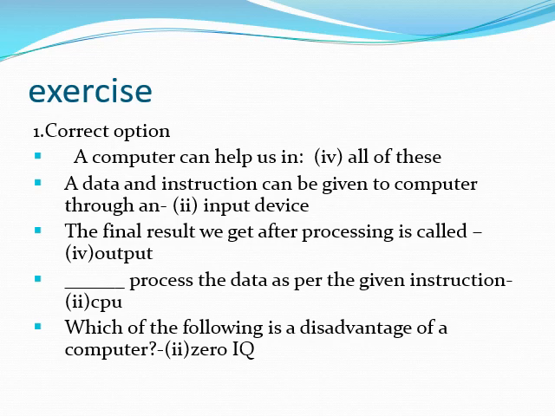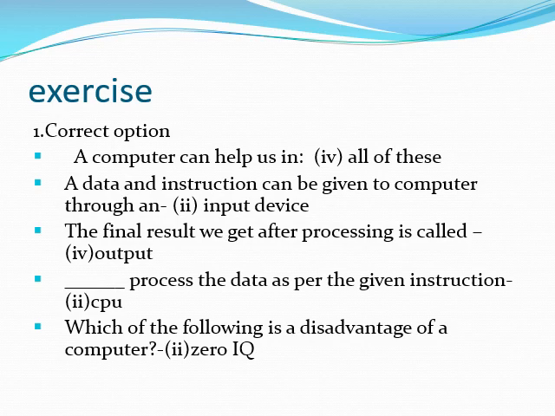Question number 2. Data and instructions can be given to the computer through: 1. output device, 2. input device, 3. storage device, 4. CPU. Option 2, input device. Question number 3. The final result we get after processing is called: 1. input, 2. CPU, 3. keyboard, 4. output. Answer: option 4, output.